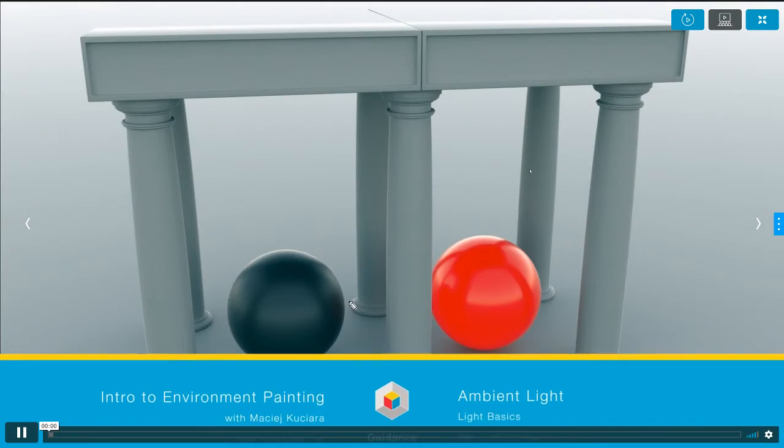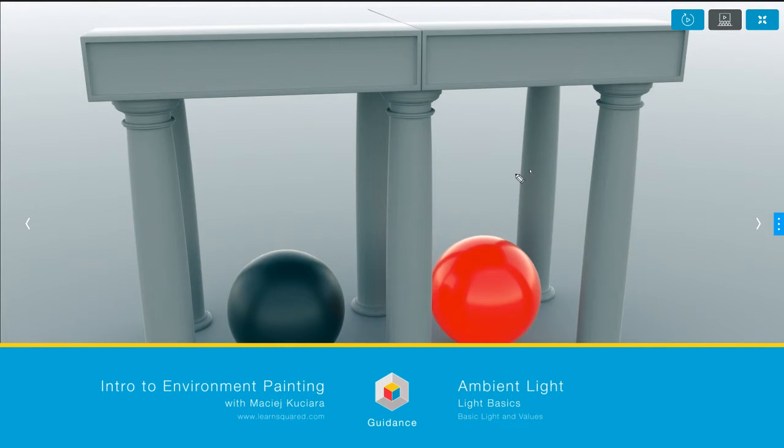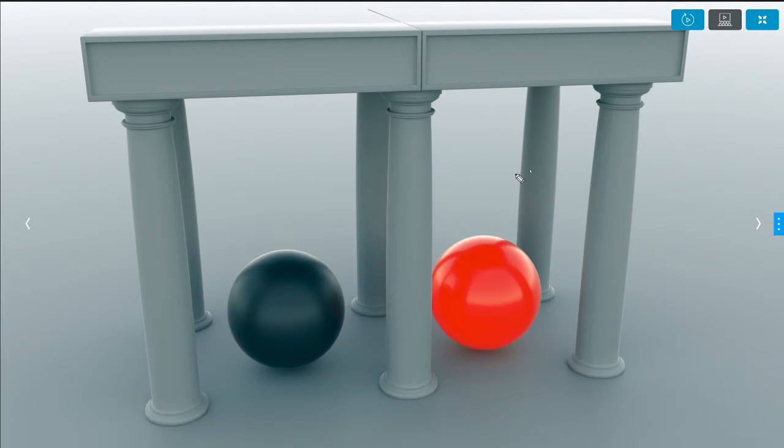Okay, so let's talk about lighting. There are two types of lighting that I wanted to discuss in this lesson. The first one, which we see right now on the screen, is called ambient light. There are a couple of things to understand and know about ambient light. It's basically the light that is coming from many directions. There is no specific directionality of light.